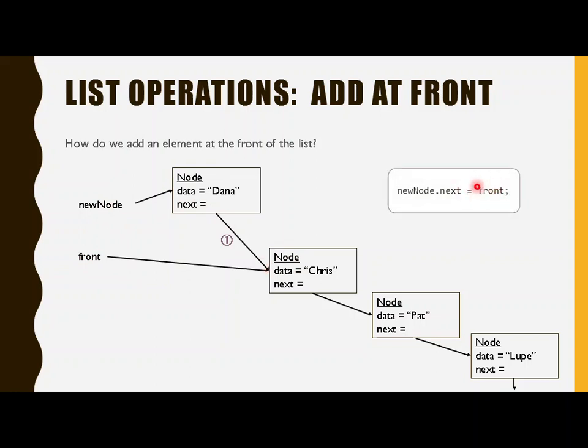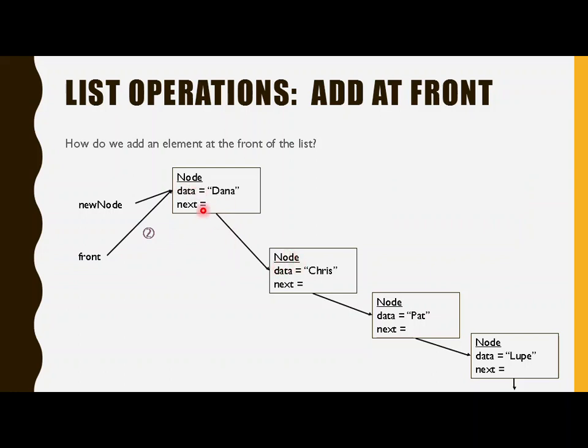Remember that when you're using references, think of equals as "points to the same thing as." This is a reference, this is a reference. So think of the equal sign as meaning points to the same thing. So point new node.next to the same thing that front is pointing at, right? So that takes care of this first step. We have to go in this order. What's the next step that we have to do?